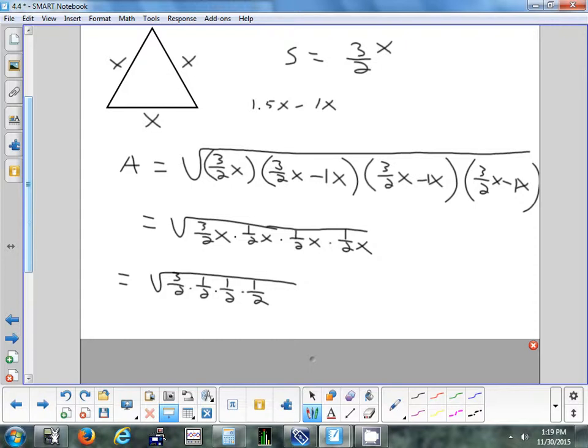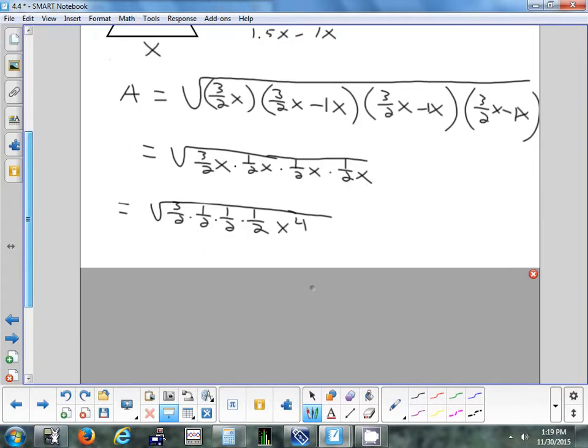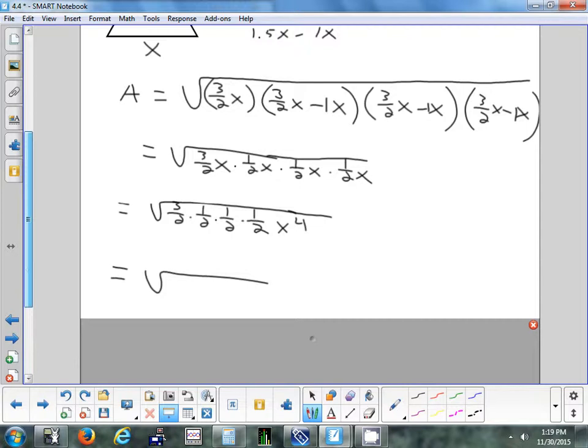That's x to what power? To the 4th. Okay, and don't forget what x is. What was x originally? It's one of the sides. Okay, it's the length of the side. Okay, now to multiply these fractions, just go straight across. What's 3 times 1 times 1 times 1? 3. And what's 2 times 2? 4. Times 2? 8. Times 2 again. 16.